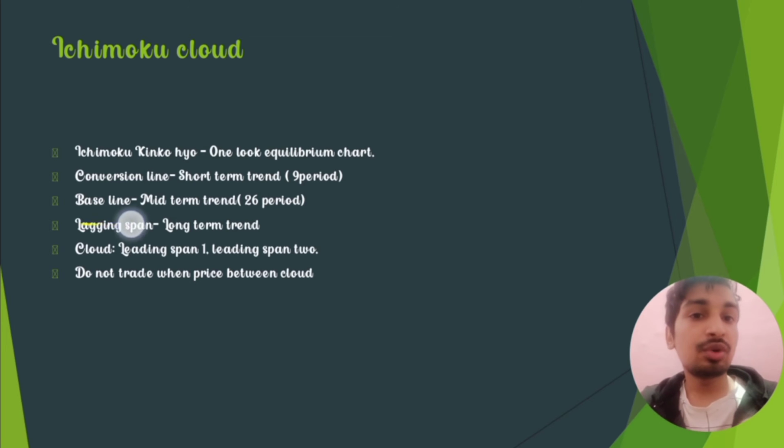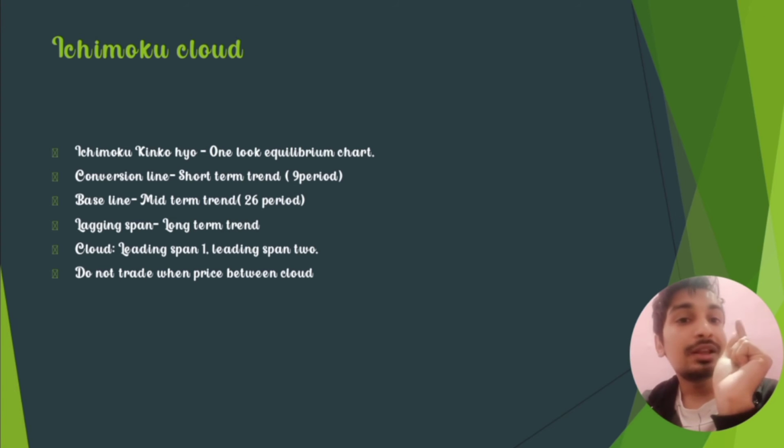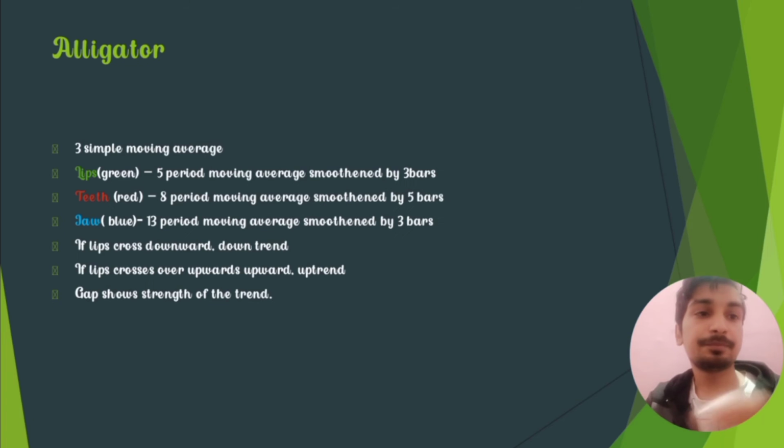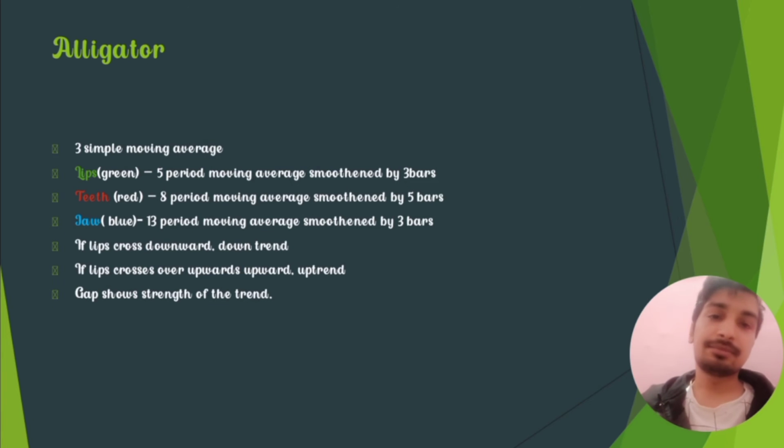So you studied the baseline, conversion line, and lagging span. Based on these, when the conversion line is breaking the baseline upward, you have to buy, and when the conversion line is breaking the baseline downward, you have to sell. So it's easy. Next, you have the alligator.